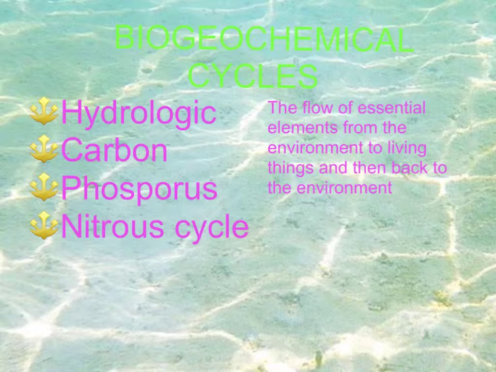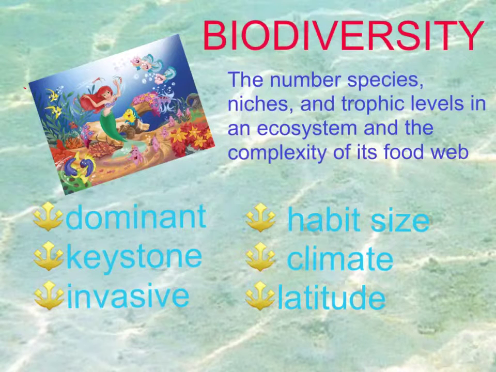Biogeochemical cycles are the hydrologic, carbon, phosphorus, and nitrogen cycles. They are the flow of essential elements from the environment to living things and then back to the environment.